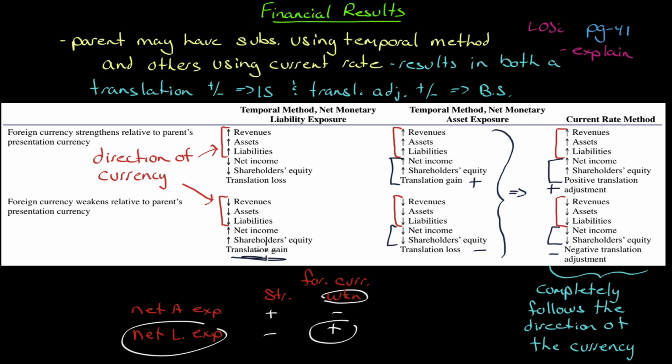should be able to put all of that together. You really should be able to trace this kind of stuff together, and it's quite simple. It's just very, very simple. Don't focus on temporal and current rate, because then you have three things to think about. You have temporal with liability exposure, temporal with asset exposure, and current rate. Think about it as just asset exposure or liability exposure.